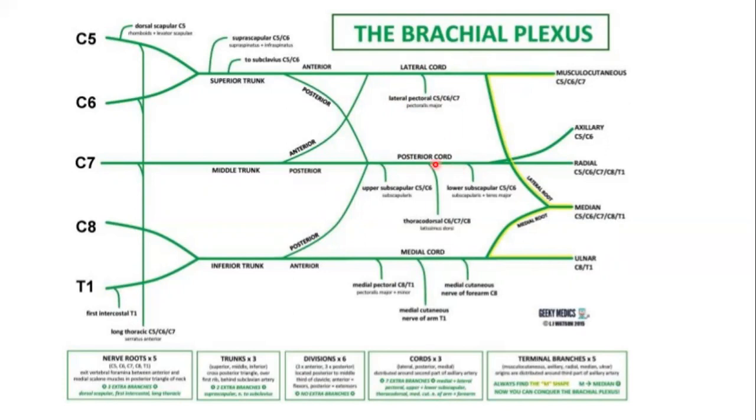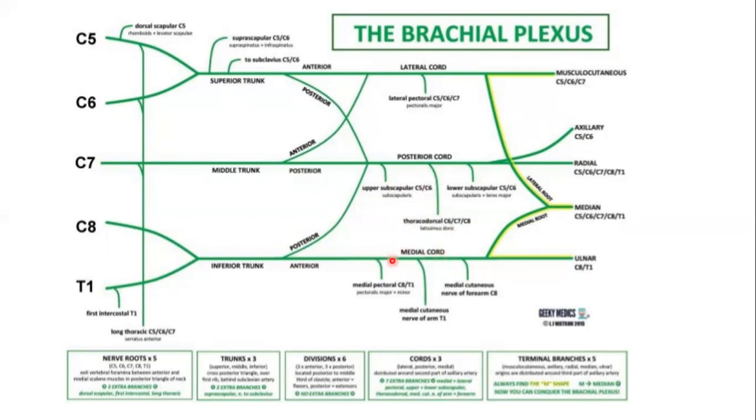Then from the posterior cord, we have got 5 branches arising. One is the upper subscapular nerve, the second one is the lower subscapular nerve, and the third one can be called the middle subscapular nerve, but it has got a more specific name, and this is the thoracodorsal nerve. Okay, 3 branches: upper subscapular, lower subscapular, and the thoracodorsal nerve. Then the last 2 branches, the terminal branches, are the axillary nerve and the radial nerve. Axillary and the radial nerve. Okay, these are the 5 branches arising from the posterior cord.